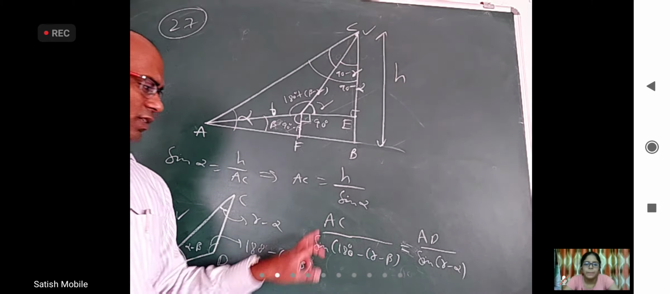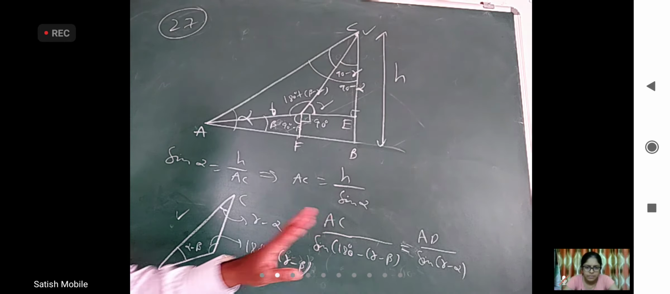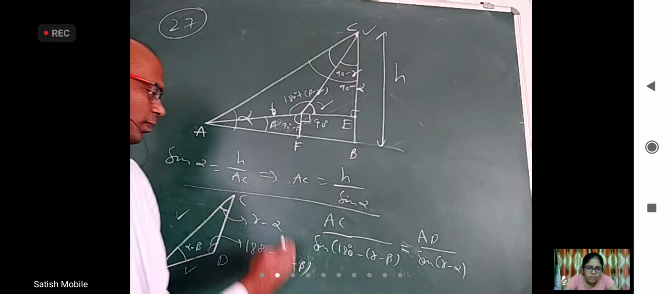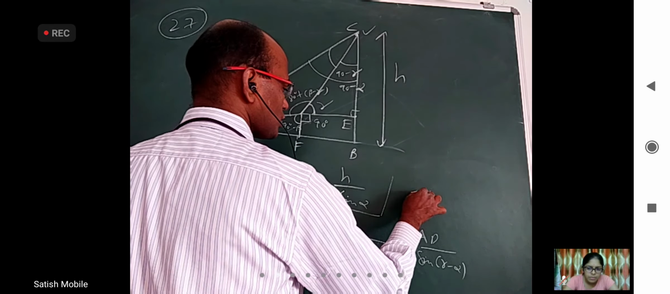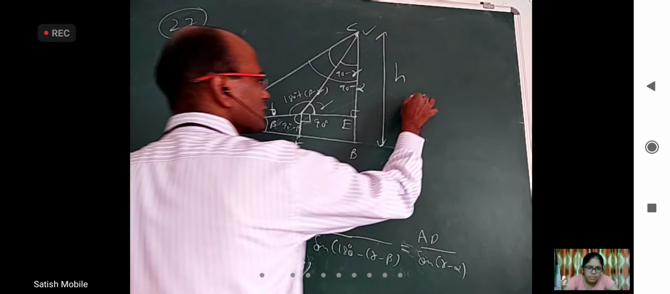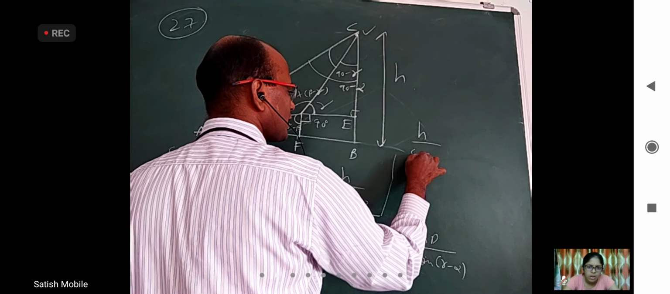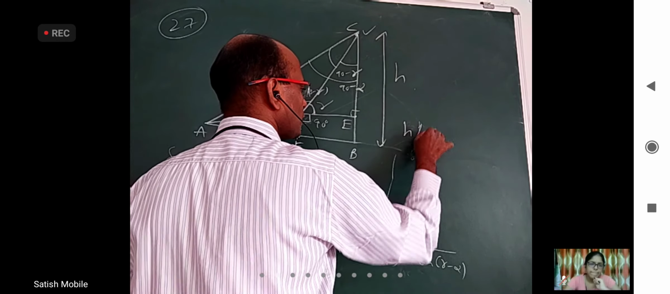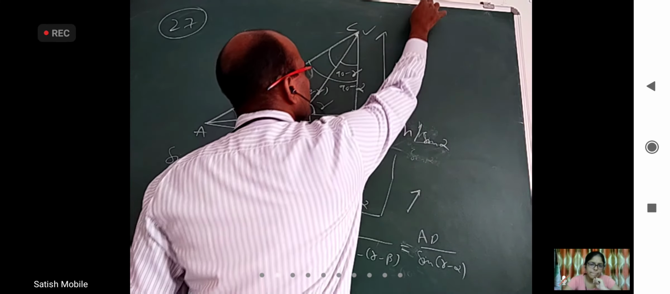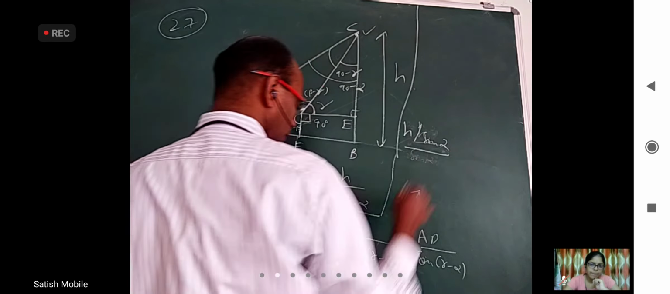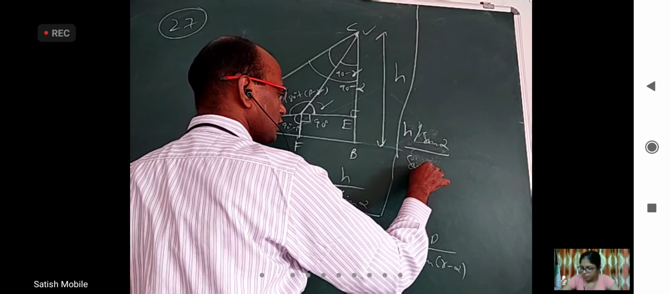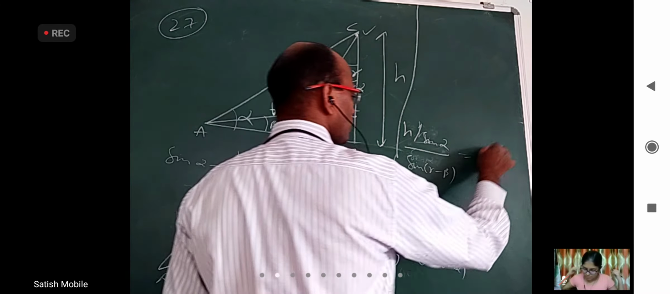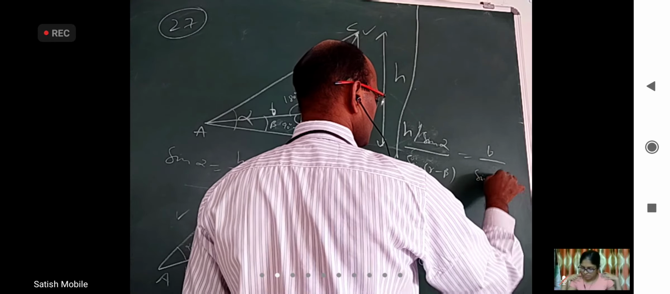Okay, now what is AC? Substitute AC and AD, you'll get. Okay, I'm writing, sorry, due to lack of place. This is the first step, this is the second step. I'm writing the third step here. AC is H by sine alpha, H by sine alpha by sine gamma minus beta equal to small b by sine gamma minus alpha.